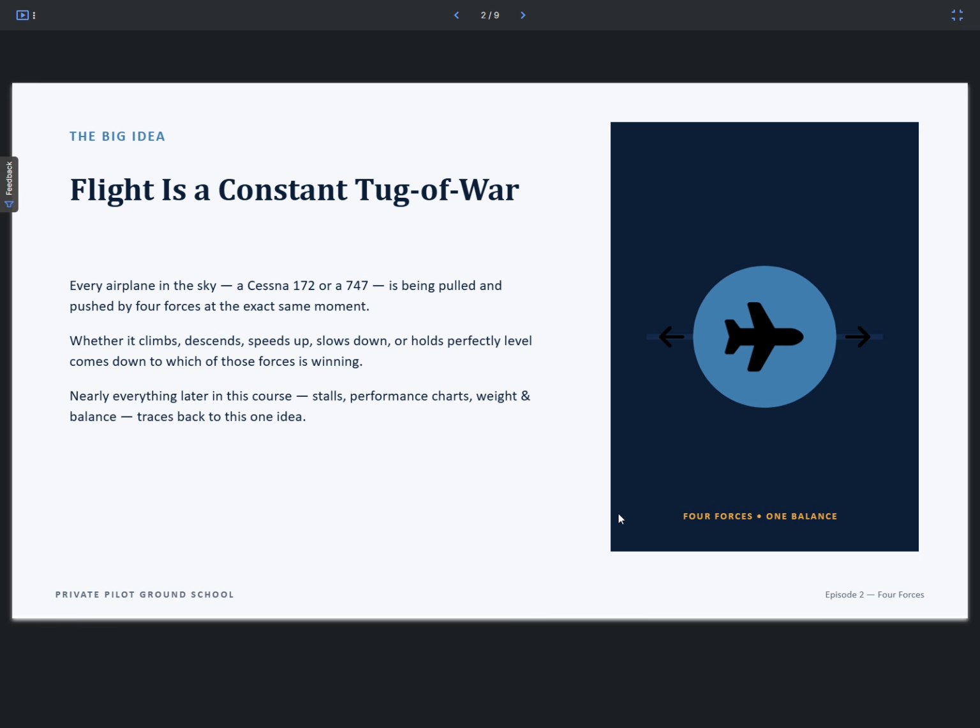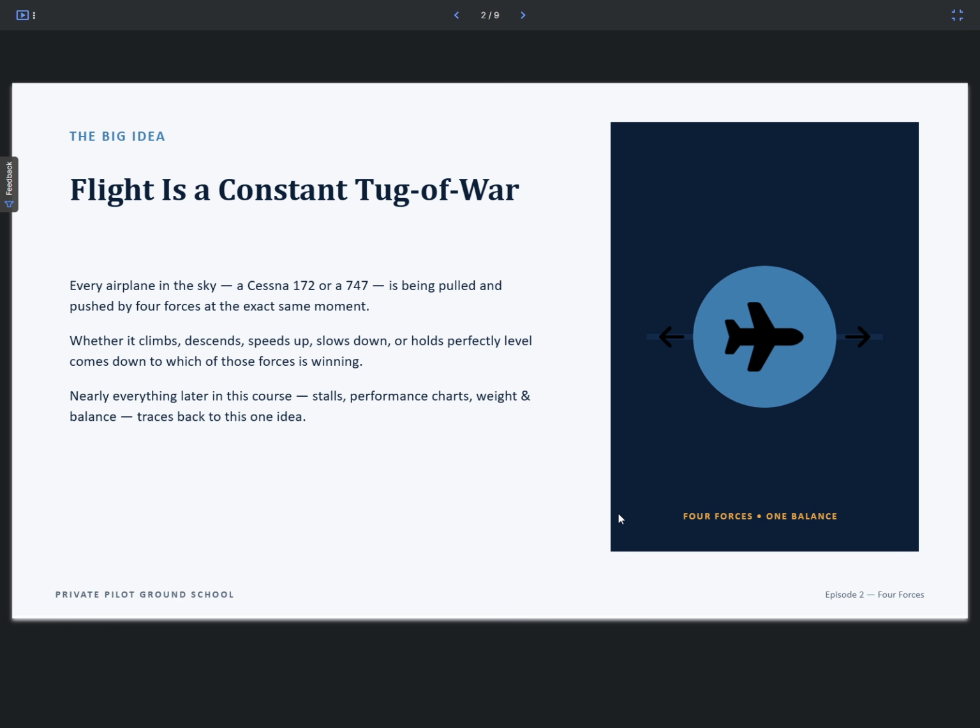First, it's actually a constant tug of war. What that means is that these four forces are constantly fighting each other in any stage of the flight, whether we're still on the ground, whether we're rolling, whether we're up in the air. These forces are always in a fight, and whoever wins determines the result that we get, whether we fly, whether we descend, whether we ascend.